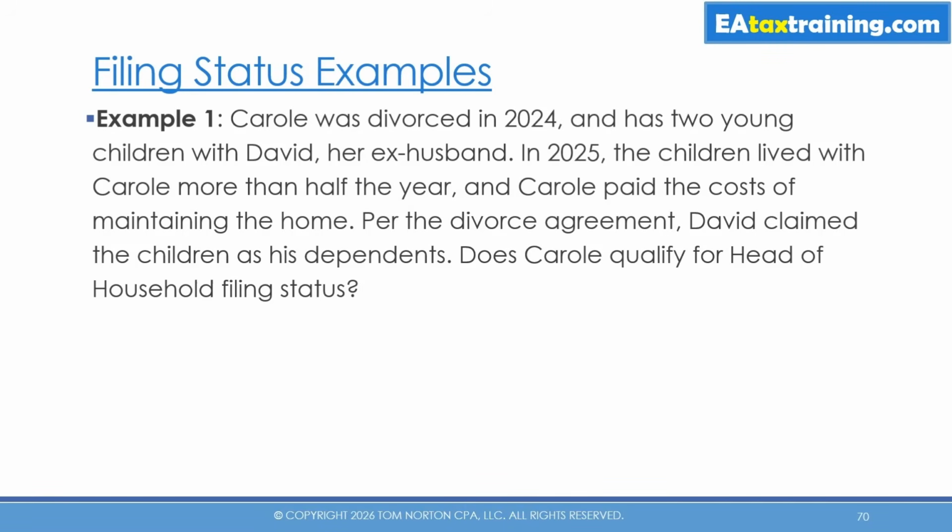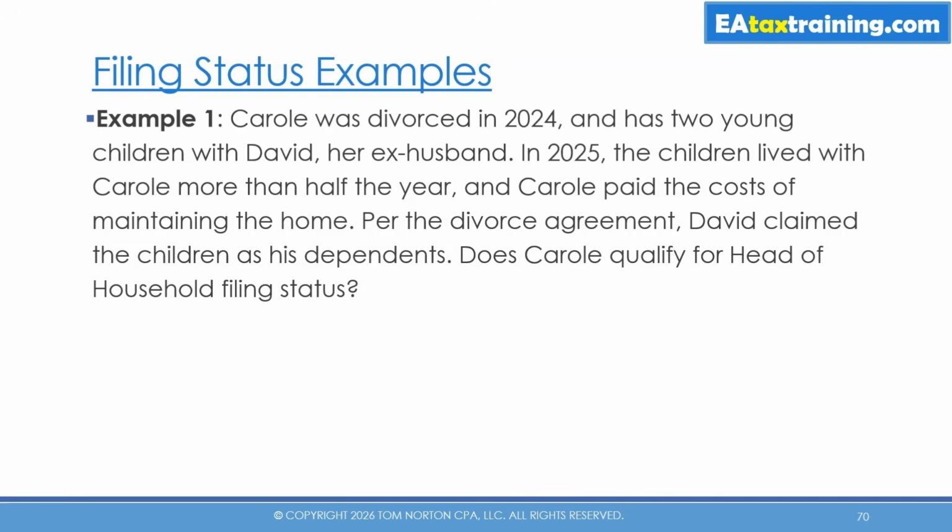Well, let's think about this. She has to be unmarried. Was she? Yes, she was divorced and she's not remarried. So she is unmarried. So she meets that. She has to pay more than half the cost of keeping up the home. She has to have a qualifying person in the house. Are the children qualifying people? Well, David claimed them as dependents.